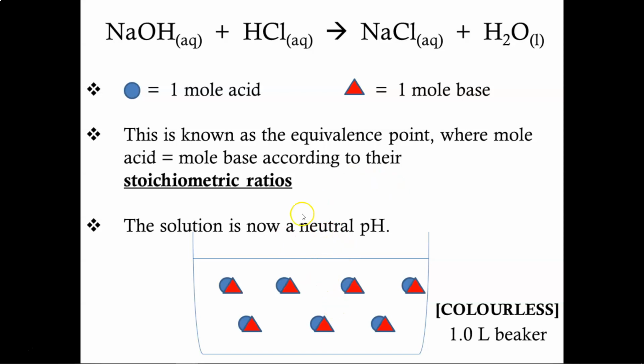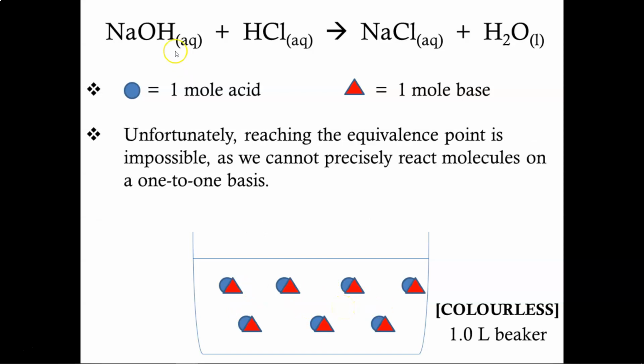However, it is unlikely that you'll ever be able to stop the titration at the equivalence point. To be able to match up each molecule of sodium hydroxide with one HCl perfectly and have nothing left over or in excess is very, very unlikely. Each droplet of sodium hydroxide from your burette contains quadrillions of quadrillions of quadrillions of hydroxide ions, so it's very, very difficult to precisely react molecules on a one-to-one basis.